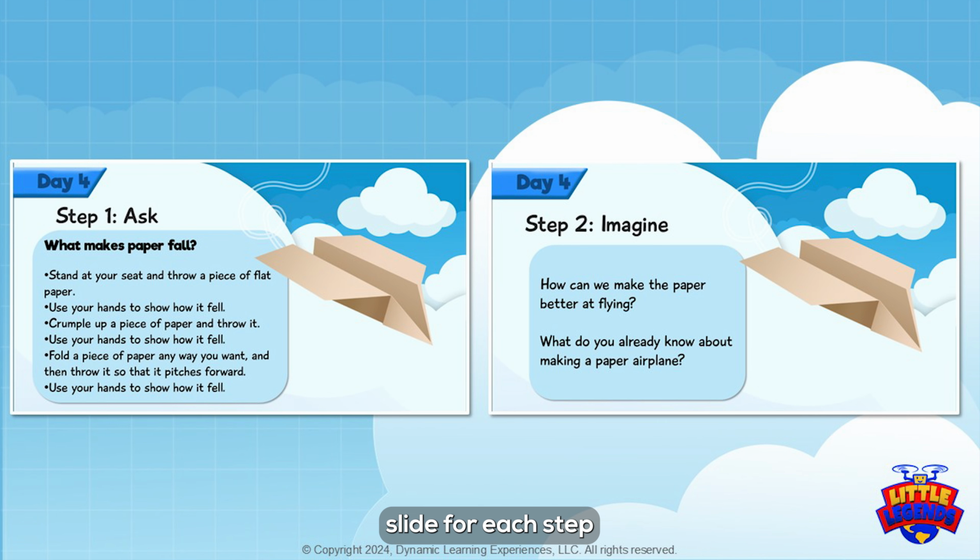There is a blue background slide for each step of the engineering design process as it applies to the paper airplane project. For the first step, students will conduct an experiment with paper and identify the problem. The problem is, how can you make a piece of paper pitch forward as far as possible? In the second step, they will imagine ways to make paper fly. Students can share different ideas as a class or draw ideas individually on a piece of paper.